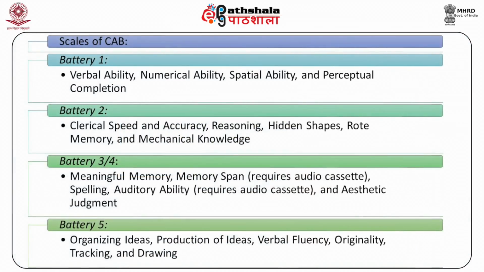Scales of CAB. Battery 1 includes verbal ability, numerical ability, spatial ability, and perceptual completion. Battery 2 consists of clerical speed and accuracy, reasoning, hidden shapes, rote memory, and mathematical knowledge. Battery 3 and 4 comprise meaningful memory, memory span which requires an audio cassette, spelling, auditory ability which requires audio cassettes, and aesthetic judgment. Battery 5 includes organizing ideas, production of ideas, verbal fluency, originality, tracking, and drawing.